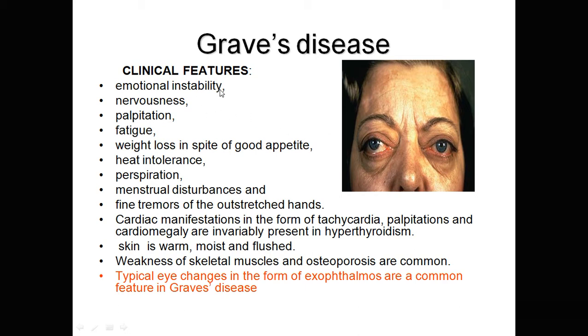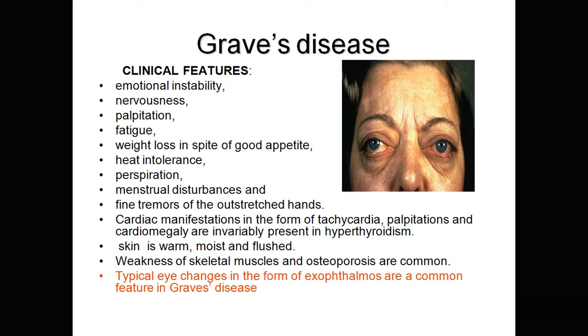The clinical features are all related to hyperthyroidism: emotional instability, nervousness, palpitation, fatigue, weight loss in spite of good appetite, heat intolerance, perspiration, menstrual disturbance, fine tremor of the outstretched hand, and cardiac manifestations in the form of tachycardia, palpitation, and cardiomegaly are invariably present in hyperthyroidism. Skin is warm, moist, and flushed. Weakness of the skeletal muscle and osteoporosis are also common.